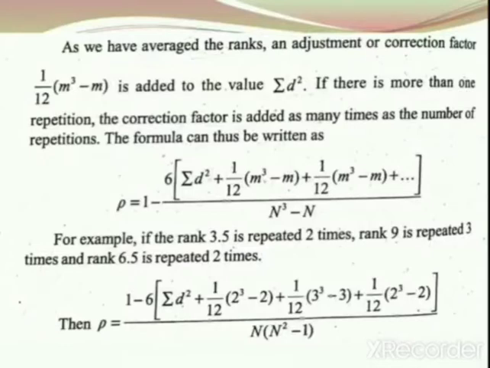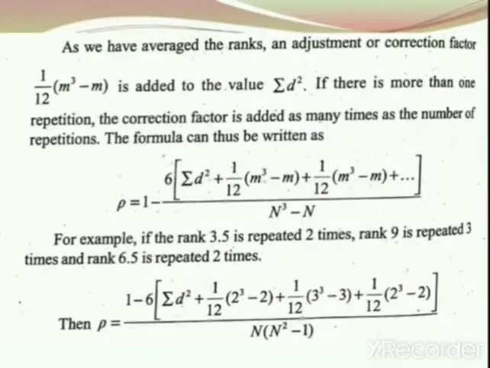For example, if the rank 3.5 is repeated 2 times, 9 is repeated 3 times, and 6.5 is repeated 2 times, here 3 different ranks are repeated 2 times, 3 times, and again 2 times. So your m values are 2, 3, and 2, because here we have different ranks repeated different numbers of times.